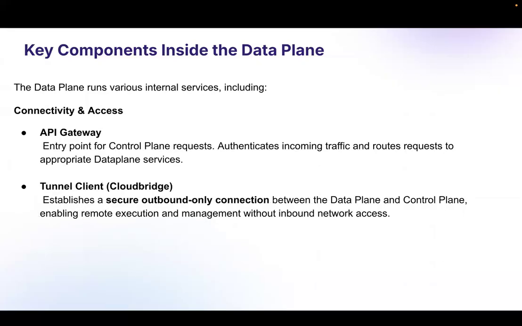Next service is the API gateway. The API gateway is like the entry point for requests coming from the control plane. As I mentioned, whatever request comes from the control plane comes to the API gateway first. It will authenticate your incoming request and then forward it to the analysis service. So it will authorize your request and pass it on to the data plane.